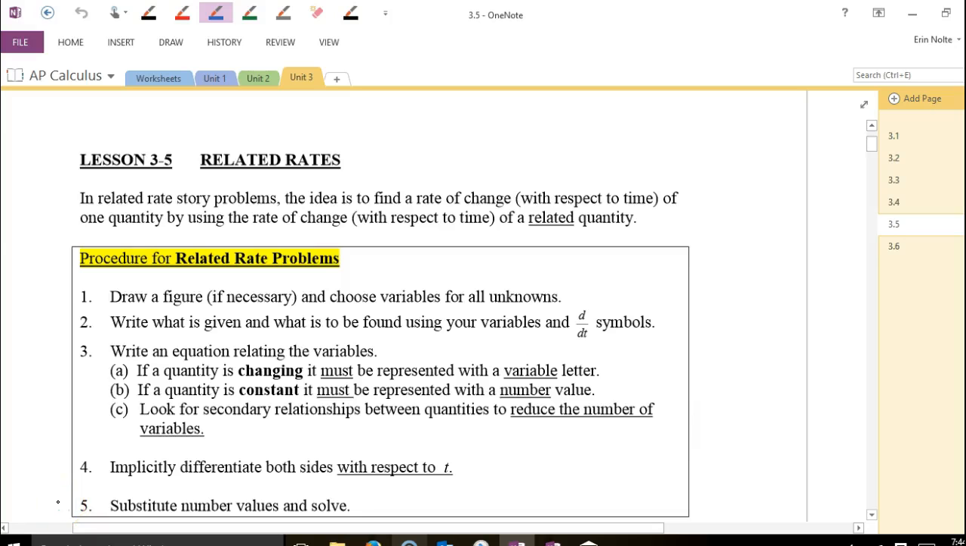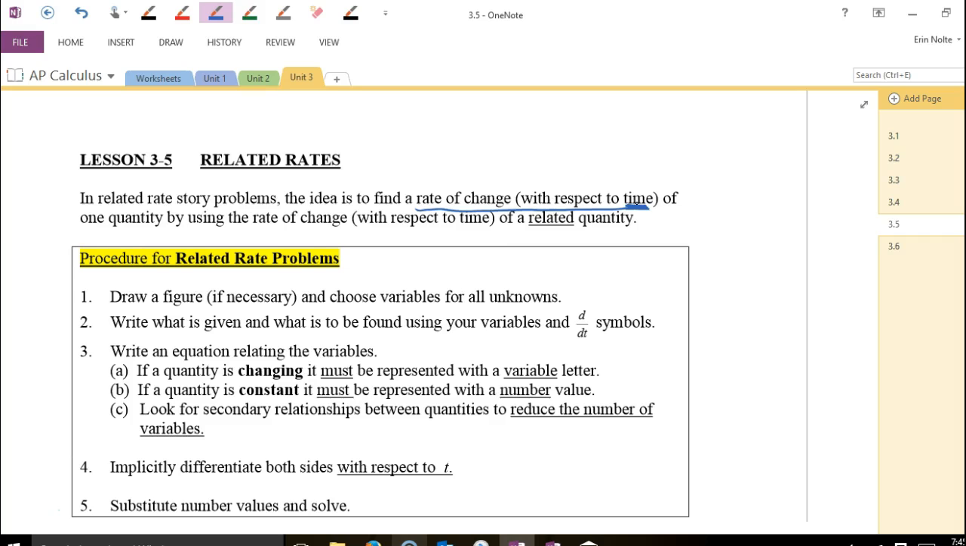Hi guys. So 3.5 is called related rates. Okay, so these are going to be related rates with story problems. So the idea is that you're going to be finding the rate of change with respect to time. Okay, so that's a big point right here: every time you derive anything, you're going to be deriving it with respect to time. So instead of with respect to x, it's being derived with respect to time.